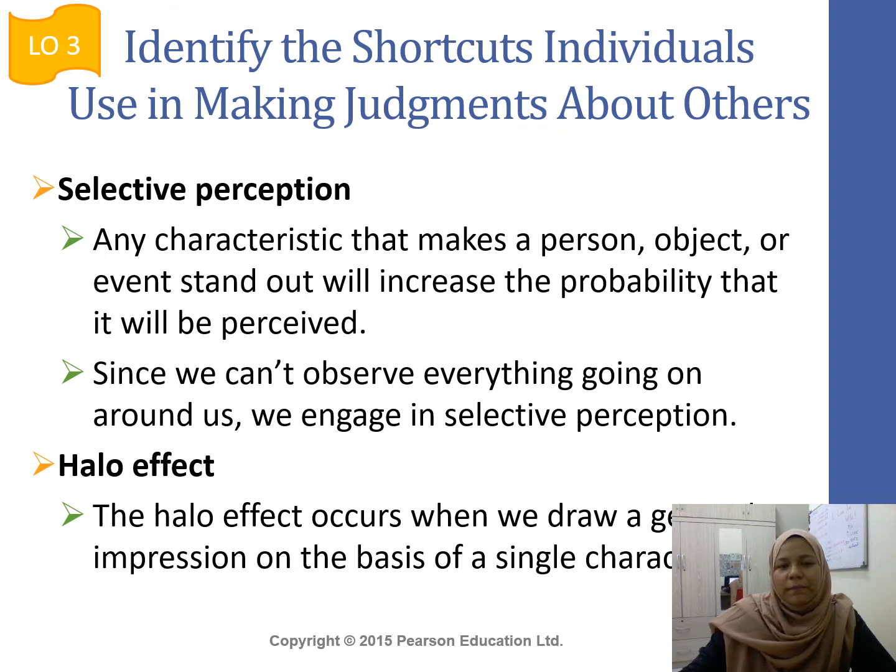The halo effect occurs when we draw a general impression from a single characteristic. It's a general impression, a general characteristic. We tend to believe that everyone is quite similar, so it's a halo effect.